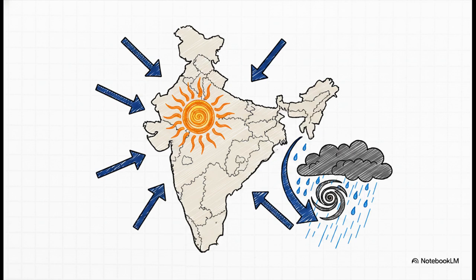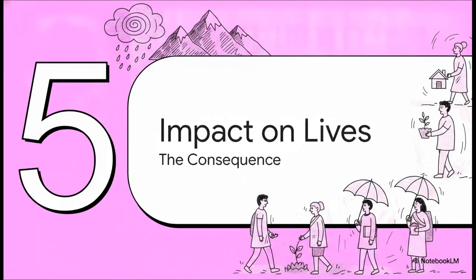And as these retreating winds blow back down over the Bay of Bengal, they pick up moisture all over again and strike the southeastern coast. This brings the northeast monsoon, delivering heavy, vital rainfall and sometimes intense cyclones to the state of Tamil Nadu, right at the exact time the rest of the country's drying out. And that brings us to our final section, Part 5, Impact on Lives, the Consequence.